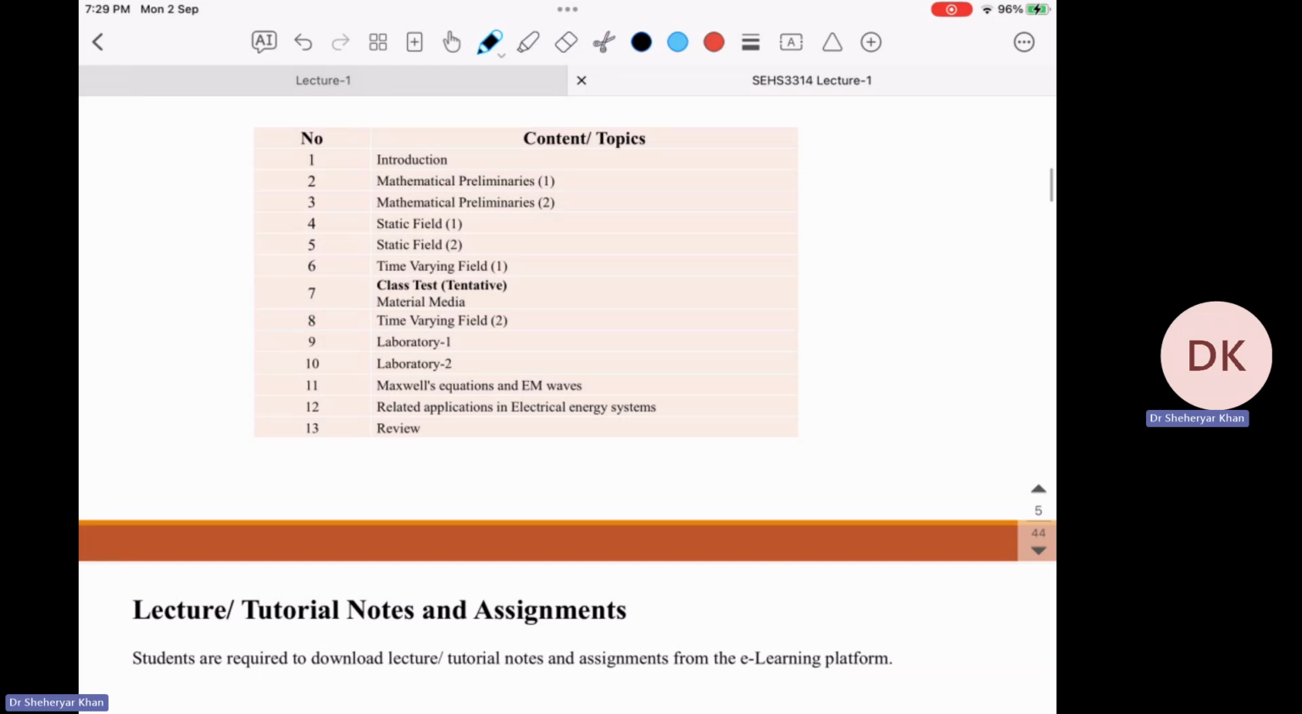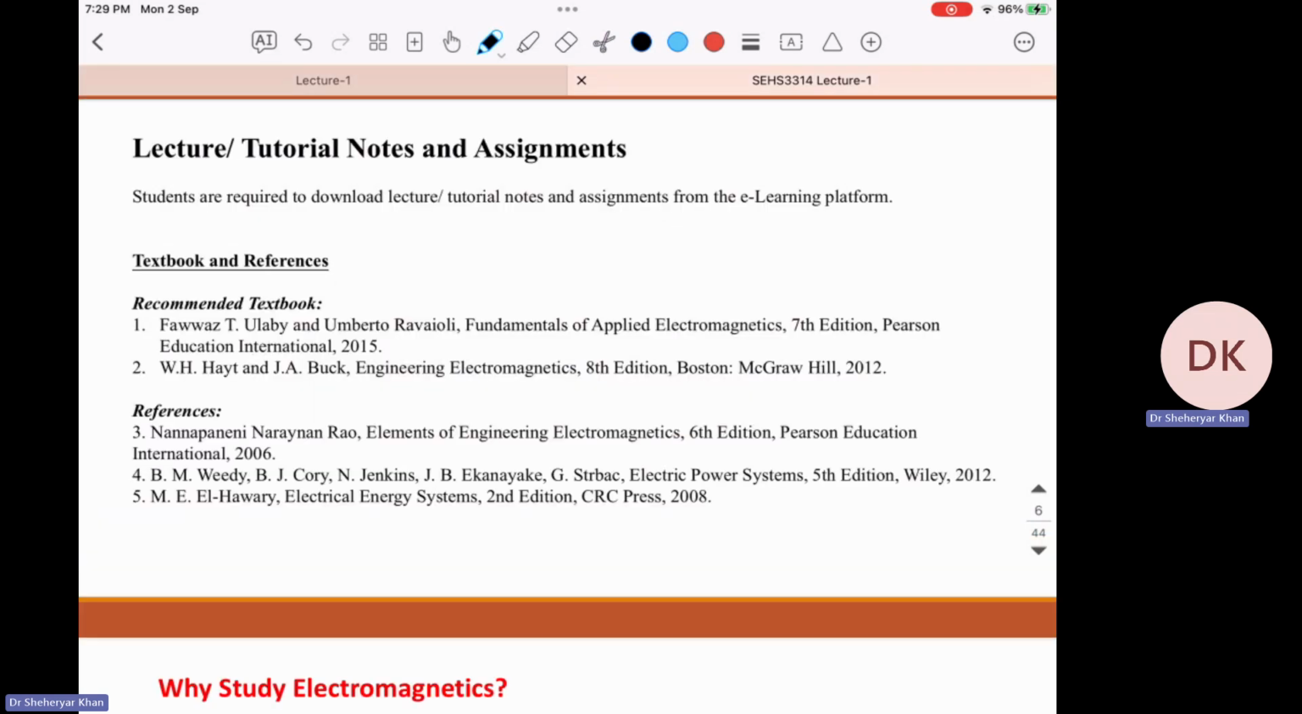This one is the book that we are going to follow during our lectures. All the lecture notes and slides are prepared or taken from the first reference. But you will also see similar examples, solutions, and numericals in the second reference. Okay.